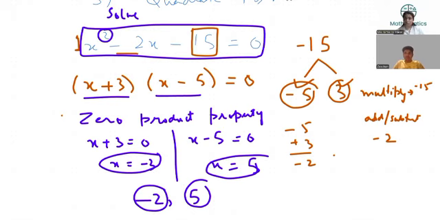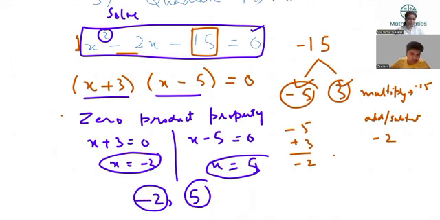If the degree of the equation is 1, the number of answers is going to be 1. If the degree of the equation is 100, the number of answers is going to be 100. So the number of answers is always equal to the degree of the equation. It means by just looking at the question, you can tell the number of answers you're going to get.